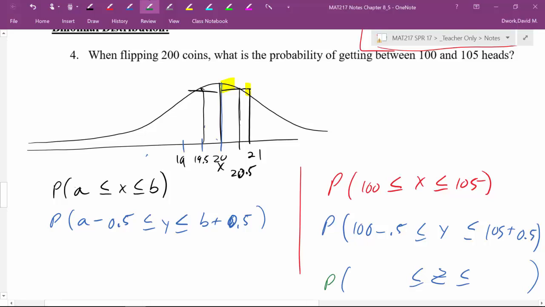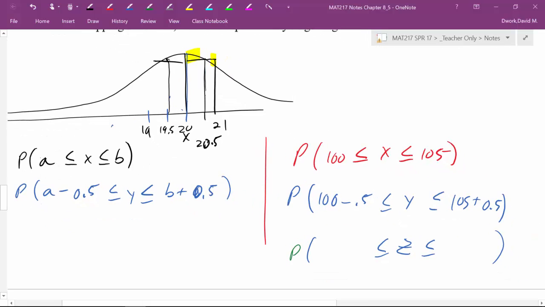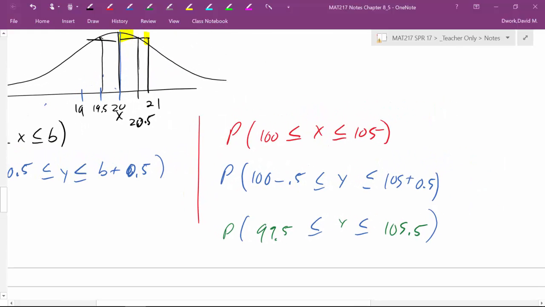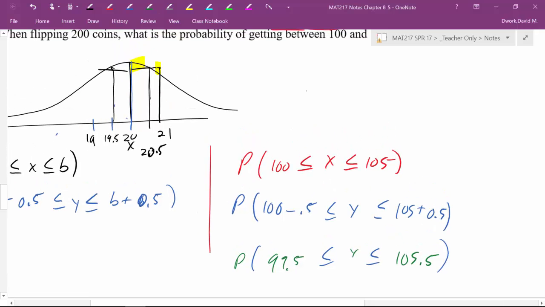So what are we going to put here? What are we going to put for my y value? Because, I mean, I hope you guys can do this in your head, but what's 100 minus 0.5? Well, yeah, that's 99.5. And what's 105 plus 0.5? Well, yeah, that's 105.5. So now we're ready to change this into z-scores. Now we're ready to change this into standard deviations. So what do I need to be able to do that? I need a mean, right? And I need a standard deviation.